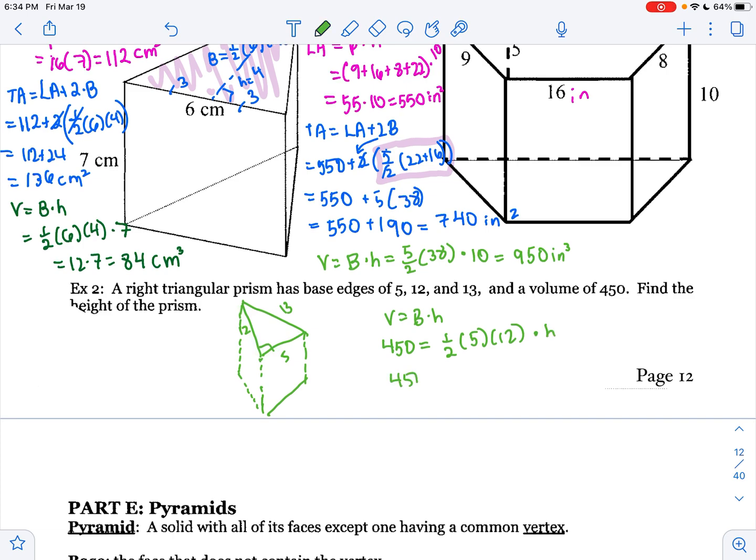So 450 equals half of 12 is 6, 6 times 5 is 30. So 30h. Divide both sides by 30 to isolate your height, and we get h is equal to 15. And this has no units of measure. So again, if there was a unit of measure, it would be a singular unit of measure, and that would be your answer. So I'll just say 15 units.